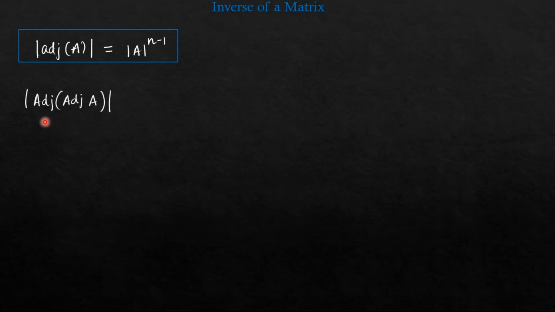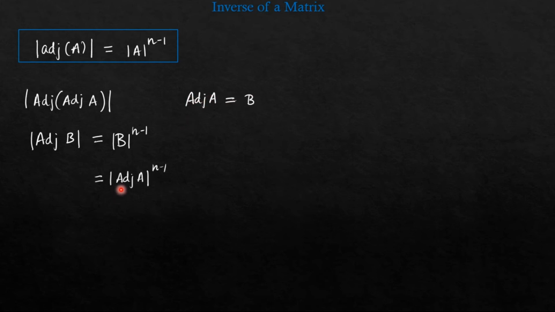Now if I ask you what is the determinant of adjoint of adjoint A, okay, double adjoint. Let us say adjoint A is a matrix. Let us say adjoint A is a new matrix B. I can assume like this, okay. So I can write adjoint B. Just now I derived determinant of adjoint A is equal to mod A raised to the power n minus 1. So I can write mod B raised to the power n minus 1. Now value of B is adjoint A. Put the value of B, adjoint A raised to the power n minus 1, because value of B is adjoint A, just now we assumed.